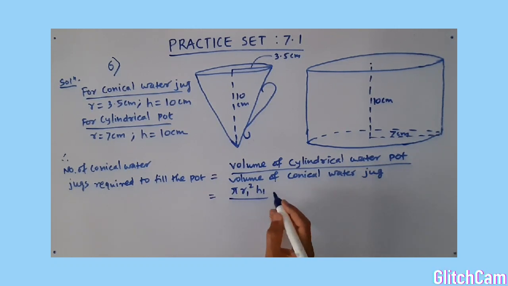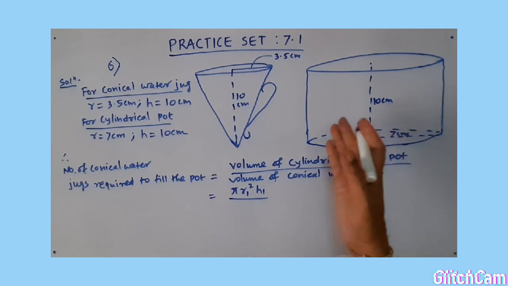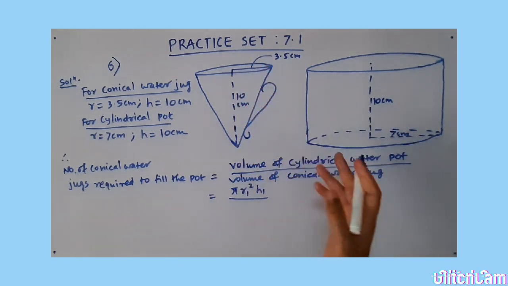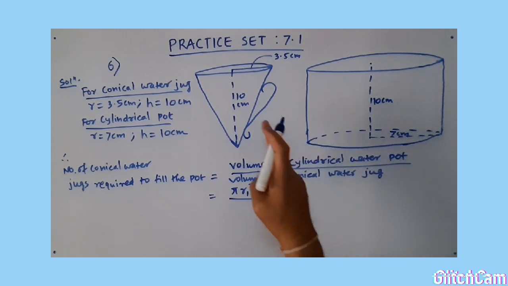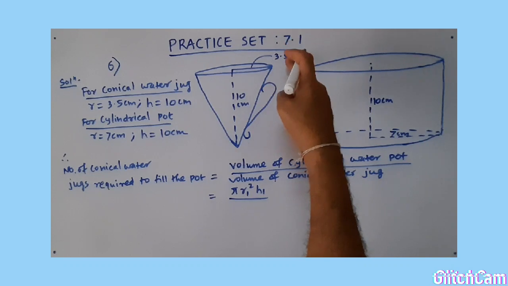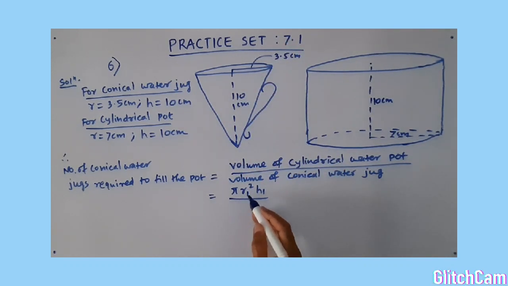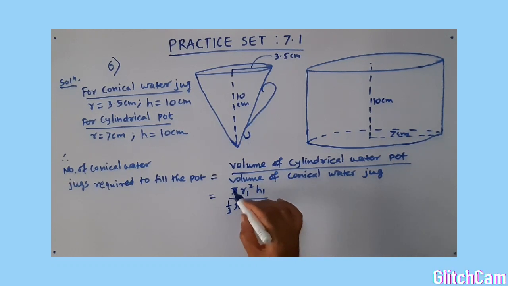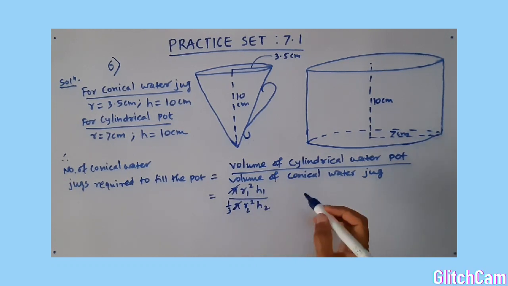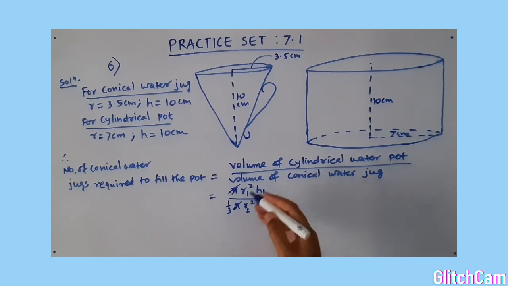Why am I using r1 and h1? Because here radius and height are there, here also radius and height are there, but they are not the same. So radius and height for the cylinder will be r1 and h1, and those for the cone will be r2 and h2, while pi remains pi. Volume of conical water jug is 1 upon 3 pi r2 square h2. Now you can see, students, that this pi and this pi can be cancelled. So putting the value of pi is useless.